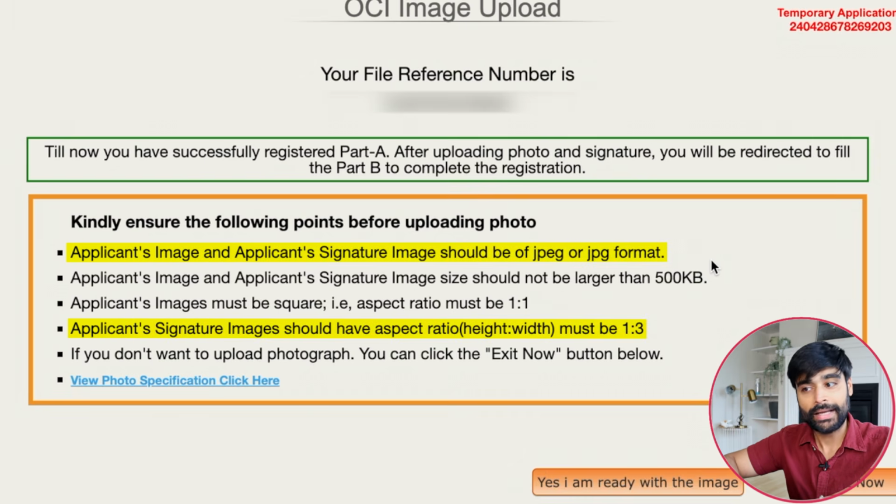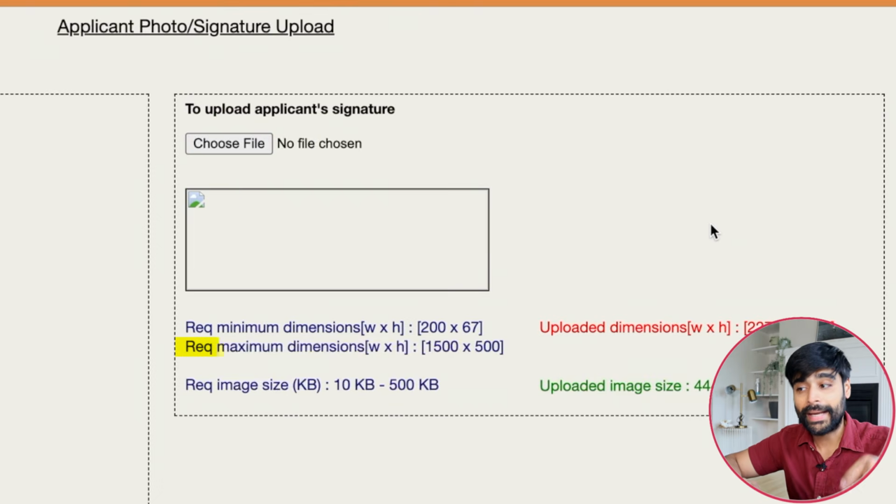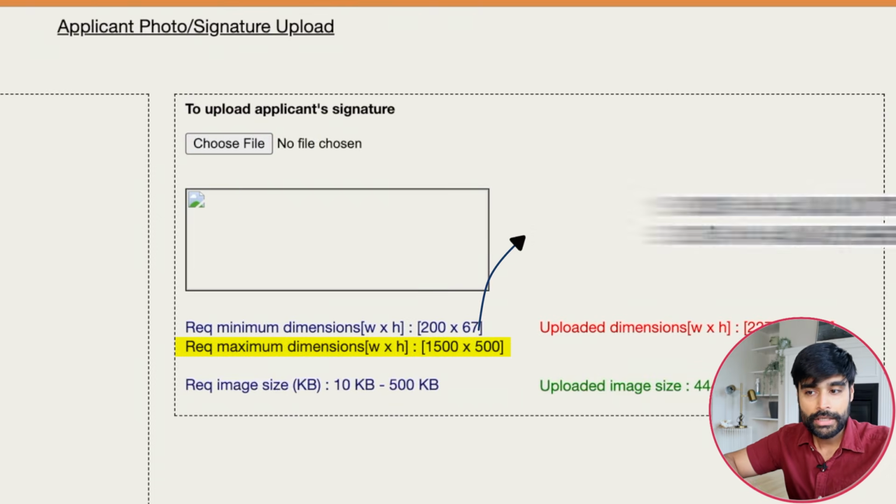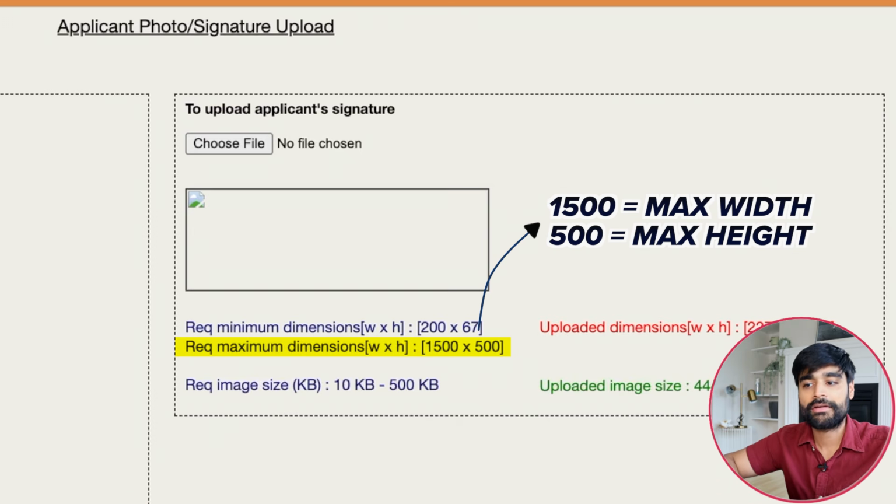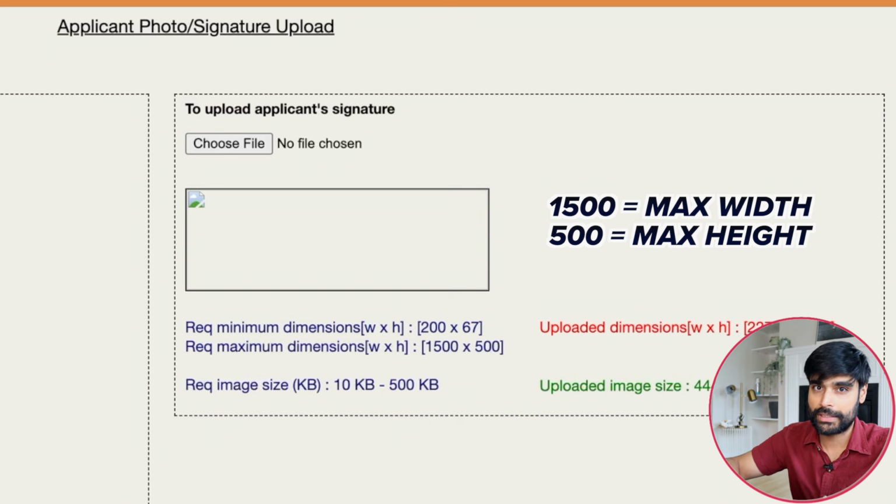Now I'll show you the thumbprint image preparation on Windows. As you can see, the instructions on the screen say it has to be a JPEG, maximum size 500 kilobytes, and maximum allowed aspect ratio is 1500 times 500. So 1500 is width and 500 is height. This is a rectangular aspect ratio or 1:3 aspect ratio. So we have to make sure that the thumbprint image that we take meets these dimensions and does not exceed the maximum allowed aspect ratio of 1500 times 500.